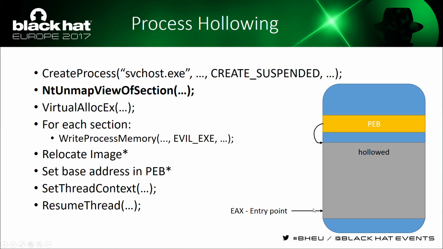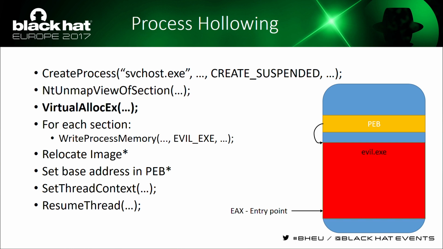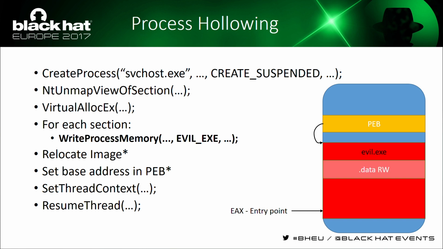This is the time to allocate some memory that's going to be used by our evil executable, and then for each one of the sections in the evil executable, we're going to write it to the target process in the addresses that we allocated previously. So we can see that we're copying the data section and the text section and whatever other sections we need, and then everything we need to execute is now already set in the target process.